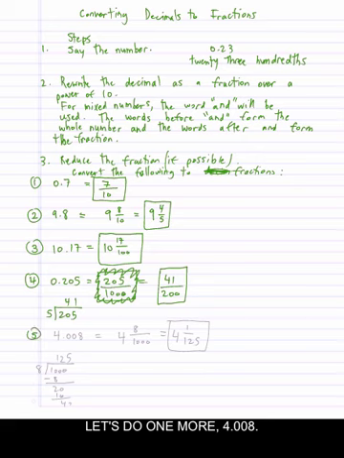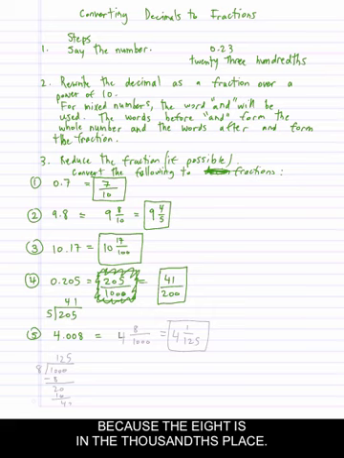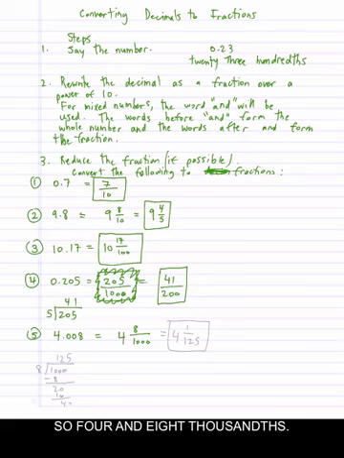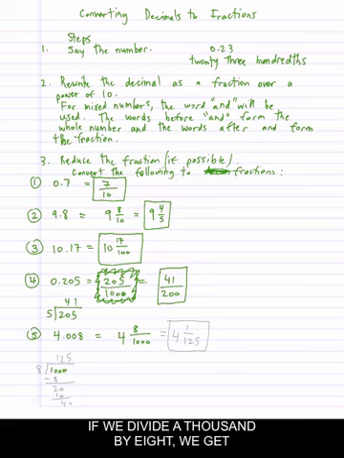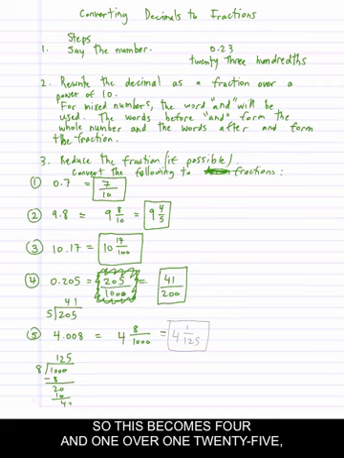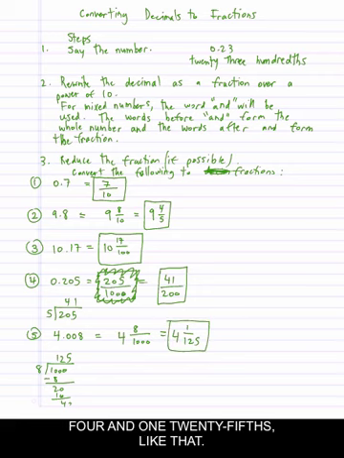Let's do one more. 4.008. Let's read this number. This is 4 and 8 thousandths, because the 8 is in the thousandths place. But 8 actually goes into 1,000 perfectly. If we divide 1,000 by 8, we get 125. So this becomes 4 and 1 over 125.